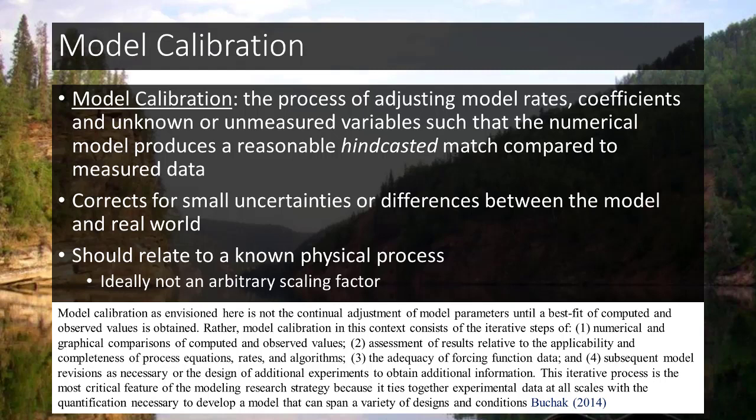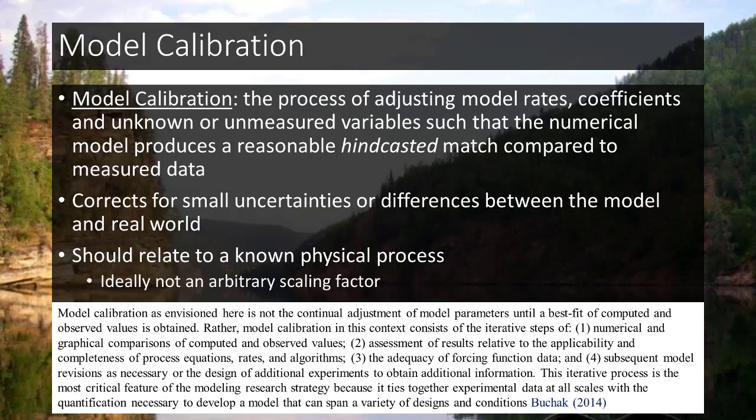So calibration is the process of adjusting model rates, coefficients, and unknown or unmeasured variables such that the numerical model produces a reasonable hindcast match compared to measured data. So calibration is always looking in the past. You can't calibrate anything in the future because you need observed data for your calibration. And without observed data, you cannot do a calibration. Not only that, but you need observed data that are completely independent of anything else in your model. Otherwise, it's not an independent data set and you're not really doing a valid comparison.